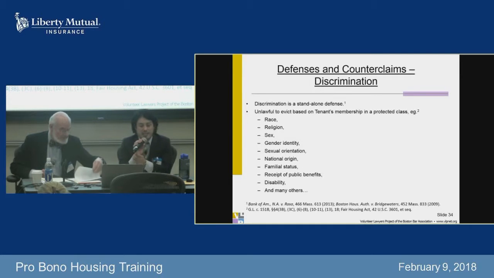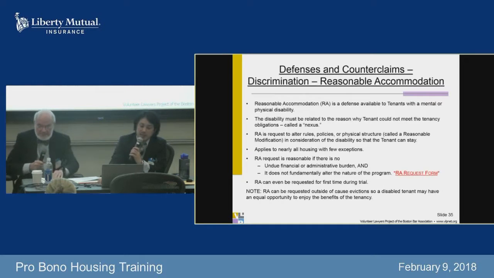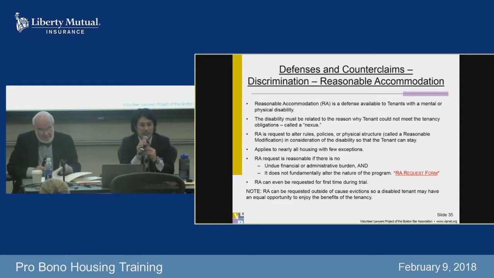But of course, the protected classes here can be a whole host of things: race, religion, receipt of public benefit, familial status, lots of things, and also disability. And disability discrimination is one that we see actually a lot at the housing court. And this is when tenants are being evicted, but they have a recognized disability, and the reason that they're being evicted, some sort of bad conduct alleged by the landlord, is somehow connected to the disability. Okay, if that's the case, there's a good defense to the eviction, and it's called reasonable accommodation.